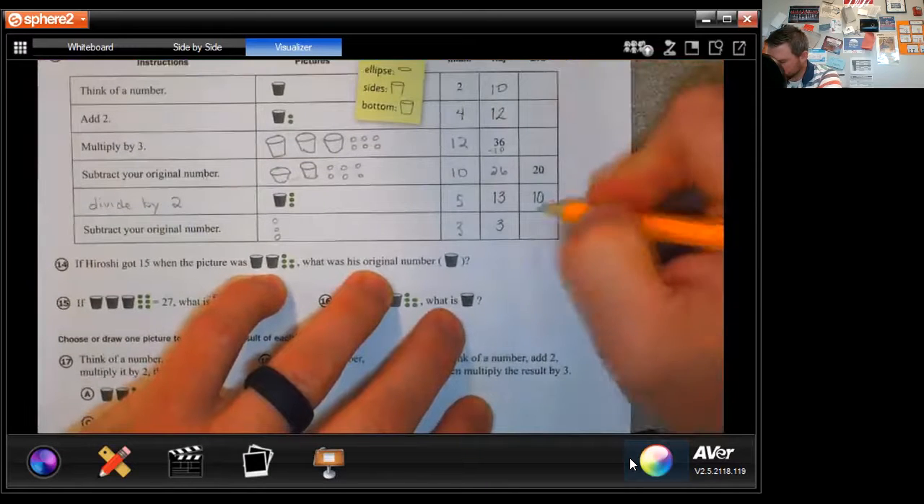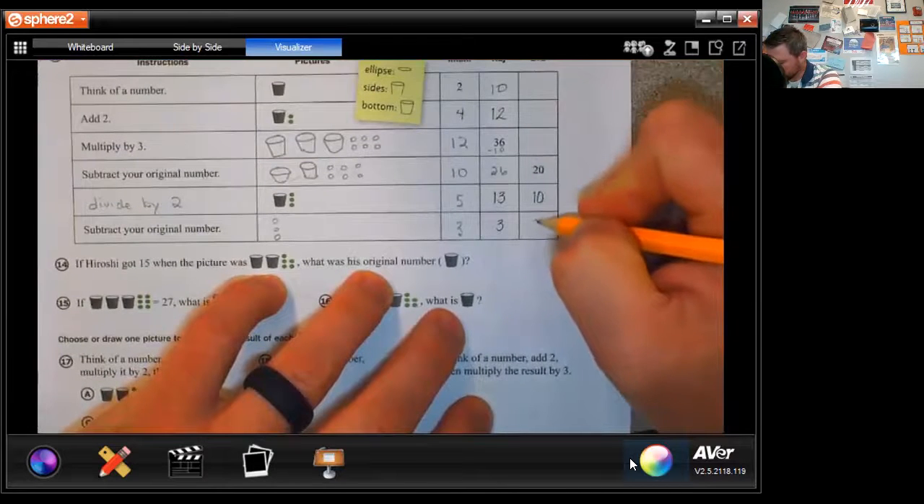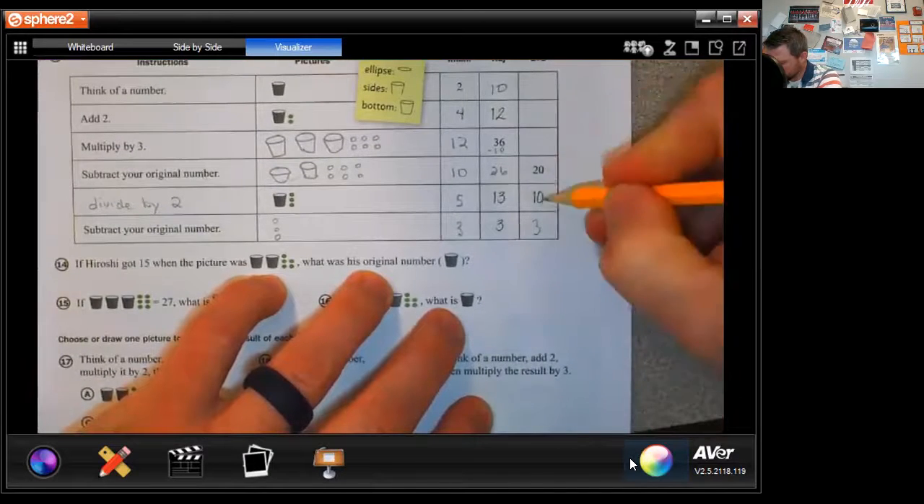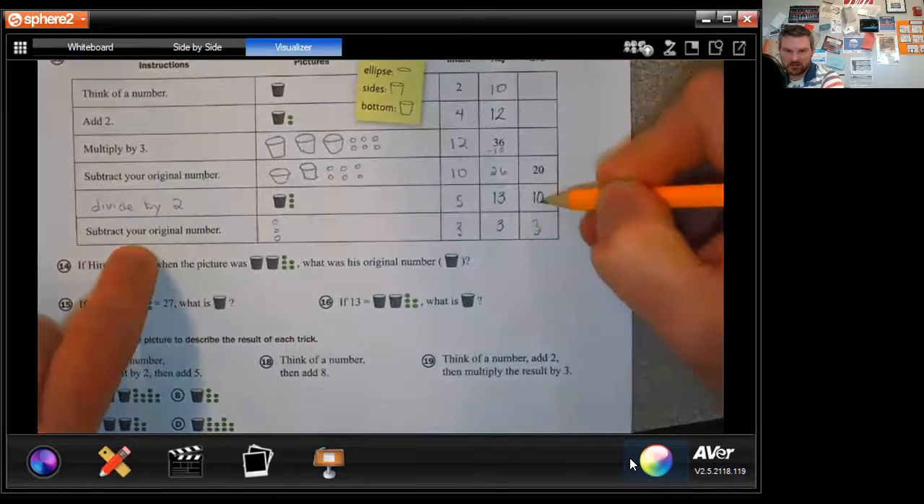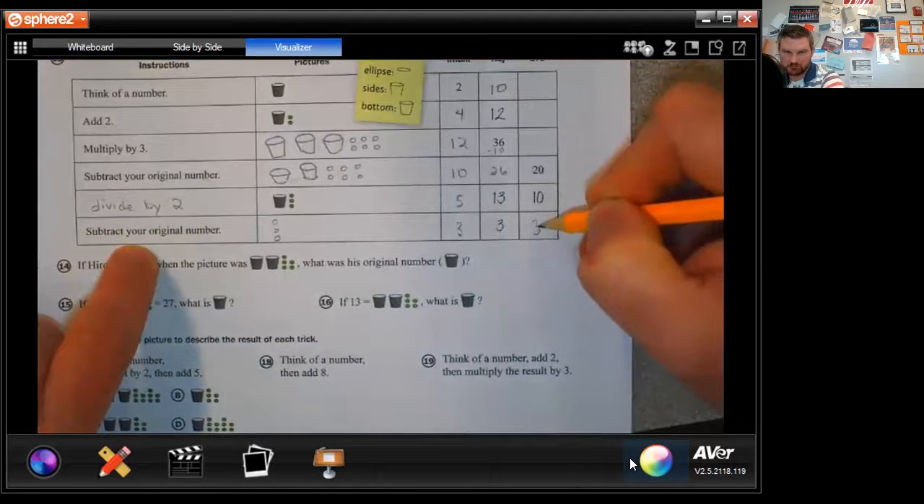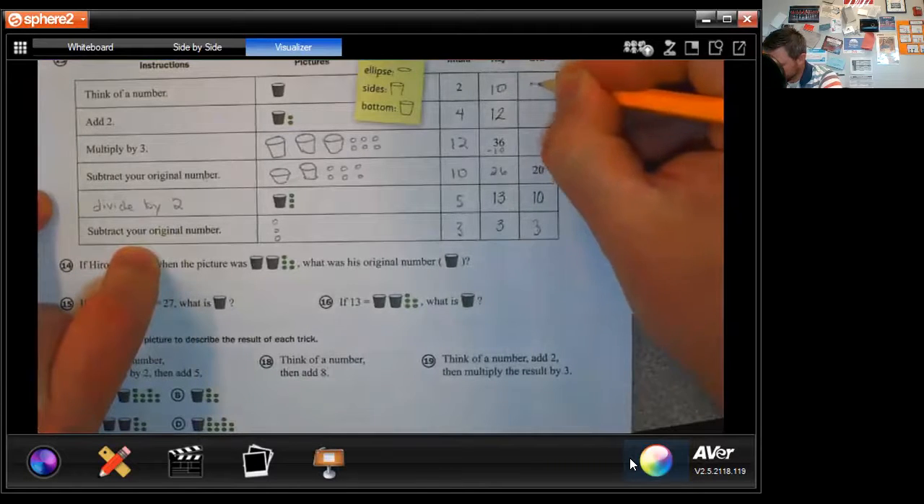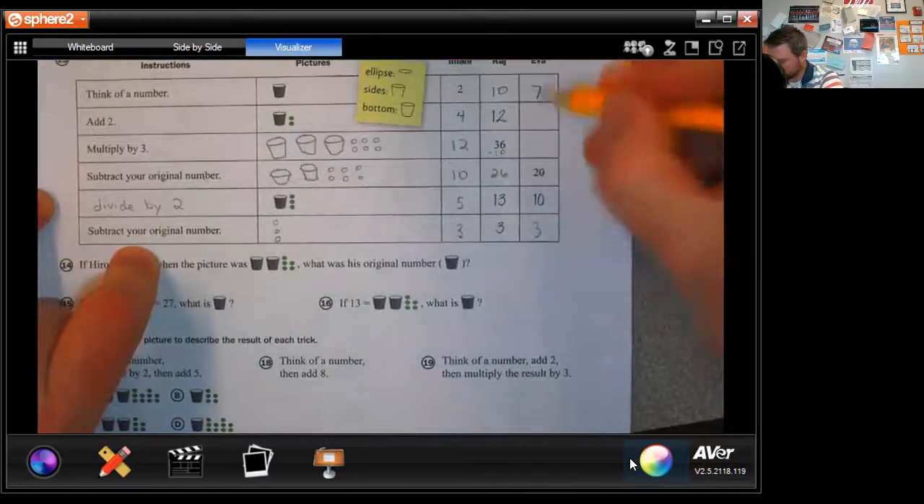So let's go this way. I know my ending number must be 3. And to go from here to here, I subtract the original number. Well, 10 minus what gives you 3? If you get 7, you're right. 7. So that's the original number.